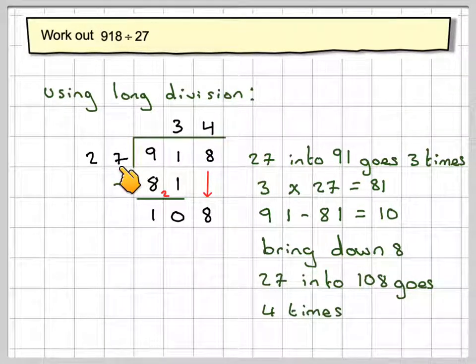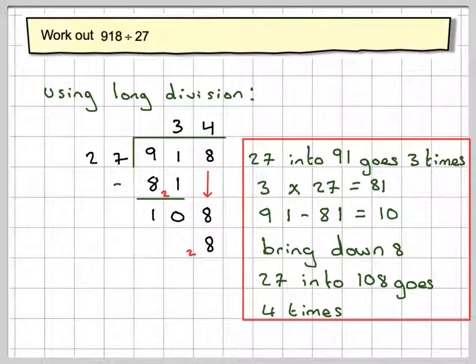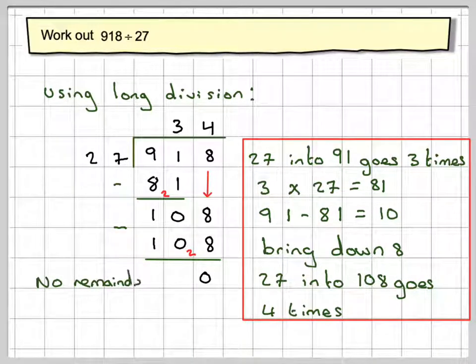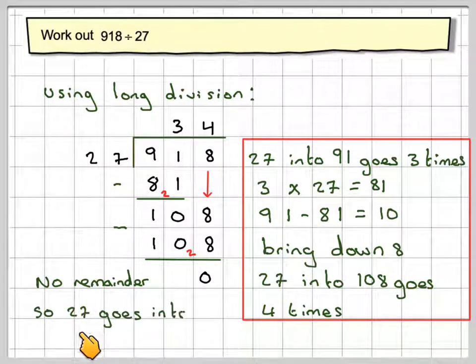And then 4 times 7 is 28, carry the 2. And then 4 times 2 is going to be 8, plus the 2 will make the 10. And now if we do another subtraction, we're going to get 0. So the remainder is 0.